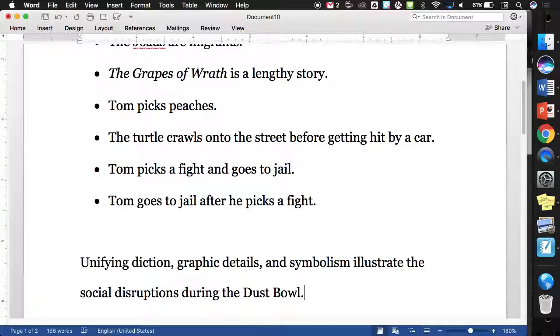That's a simple sentence. I got a compound subject. I got three devices. I have one verb, illustrate the social disruptions during the Dust Bowl. It's a simple sentence. It's clear. I know exactly what's going to happen with it. The sentences that are going to surround it, you're probably going to vary a little bit. So you're taking a look at social disruptions.